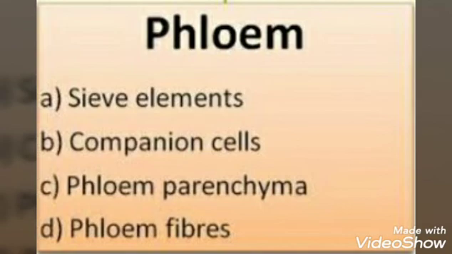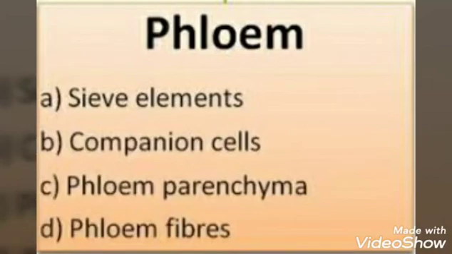Now the next type of complex permanent tissue is phloem. Phloem is associated with the transportation of organic food which is prepared during the daytime in plants by the process of photosynthesis. The phloem is composed of four types of cells. These are sieve tubes, companion cells, phloem parenchyma and phloem fibers.